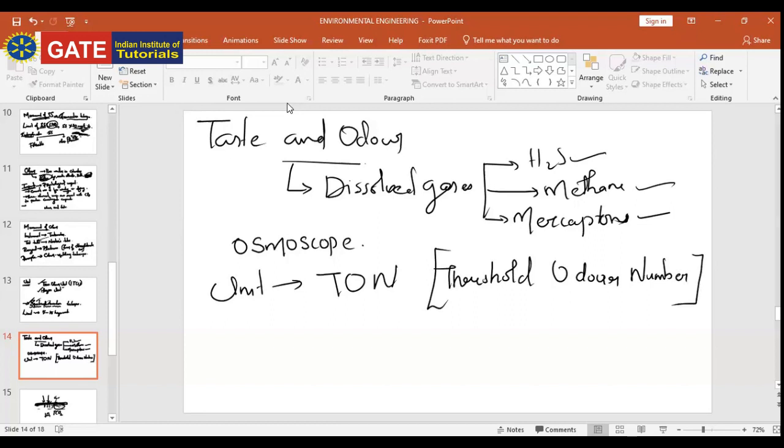Actually, we cannot have a measurement for taste, right? It doesn't make sense to measure taste, because taste depends on persons. So we can't have an exact measurement or unit for taste, but for odor we can have TON, the threshold odor number. Got it? And what about the limit? The limit as per EPA is that the value of TON, threshold odor number, should not be greater than 3.